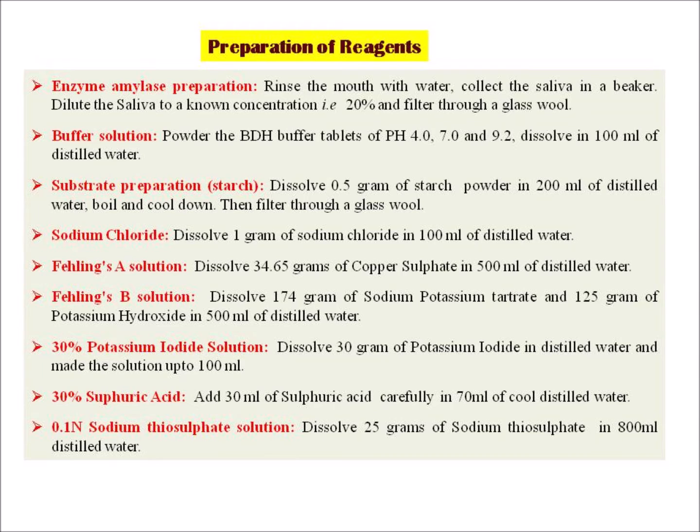30% sulfuric acid. Add 30 ml of sulfuric acid carefully to 70 ml of cool distilled water. 0.1 normal sodium thiosulfate solution. Dissolve 25 grams of sodium thiosulfate in 800 ml of distilled water.